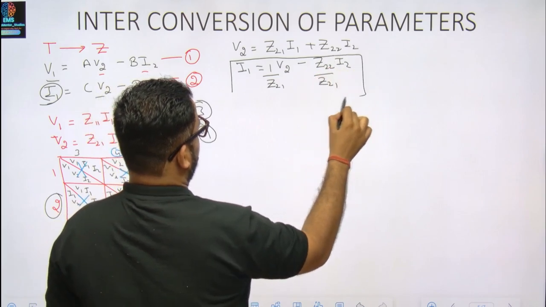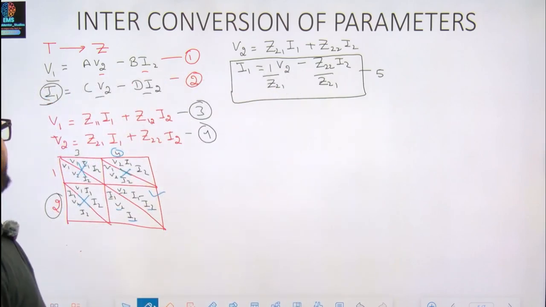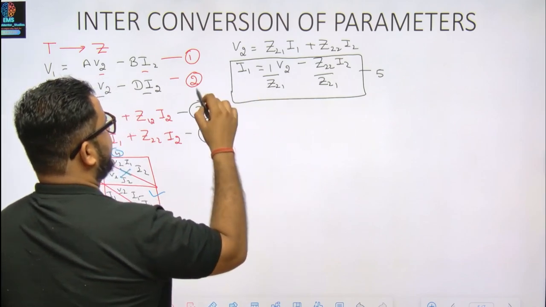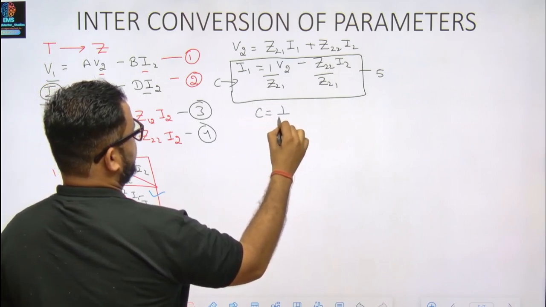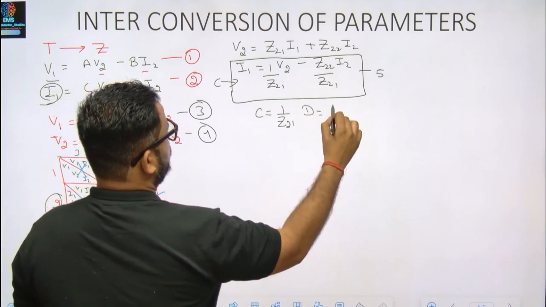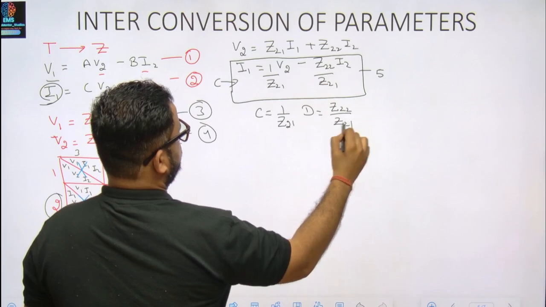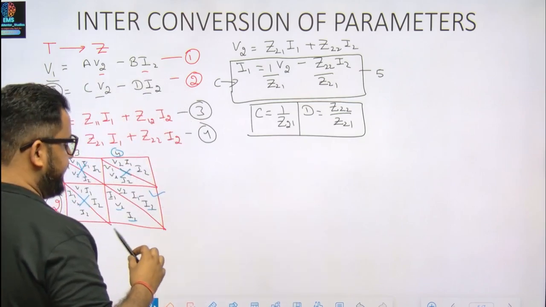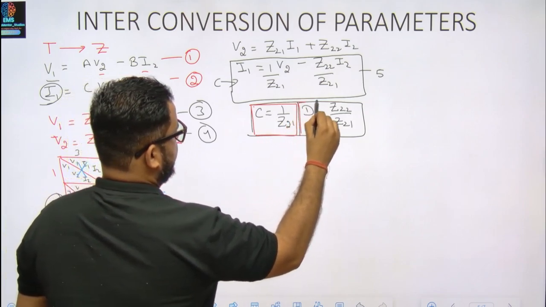अब अगर ध्यान से देखोगे, if I put this equation as equation 5, comparing 5 with 2, I get my C is equals to 1 by Z21 and my D is equals to Z22 by Z21. So I've got my C and D parameter.